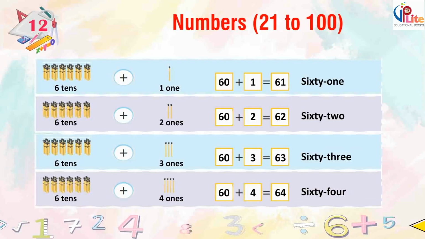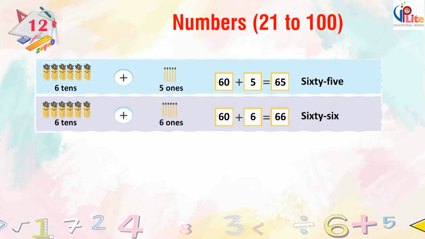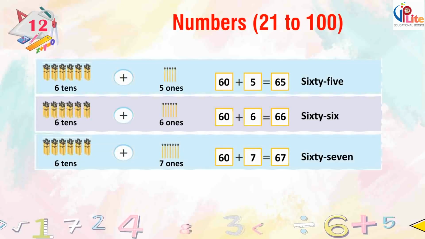6 tens plus 4, 60 plus 4 is equal to 64. 6 tens plus 5, 60 plus 5 is equal to 65. 6 tens plus 6, 60 plus 6 is equal to 66. 6 tens plus 7, 60 plus 7 is equal to 67.